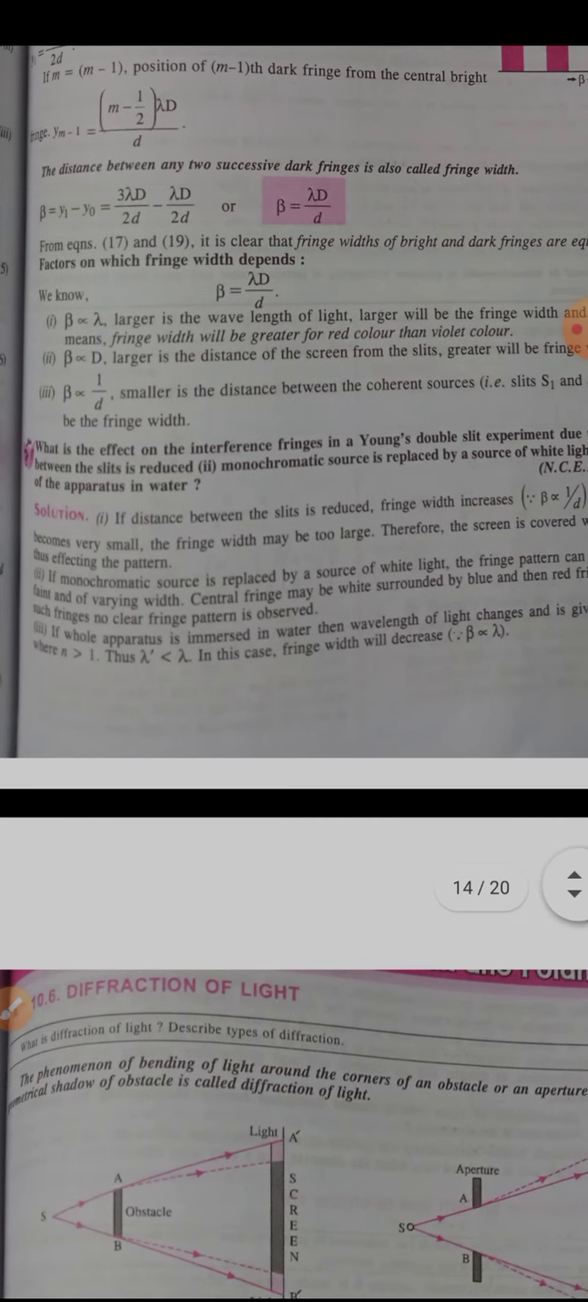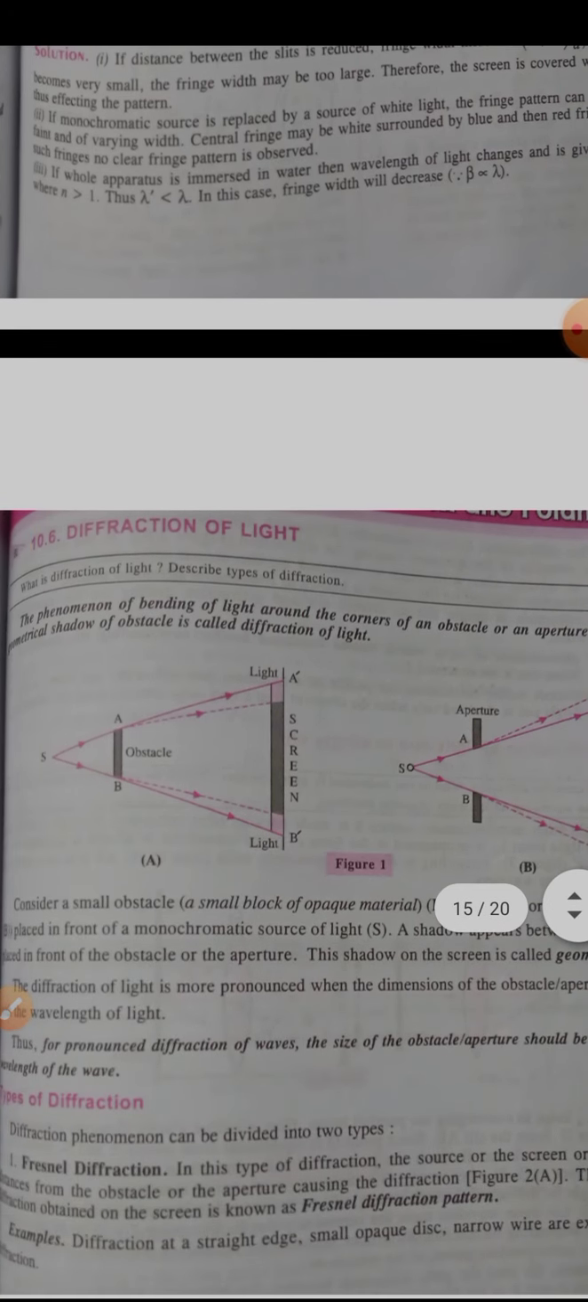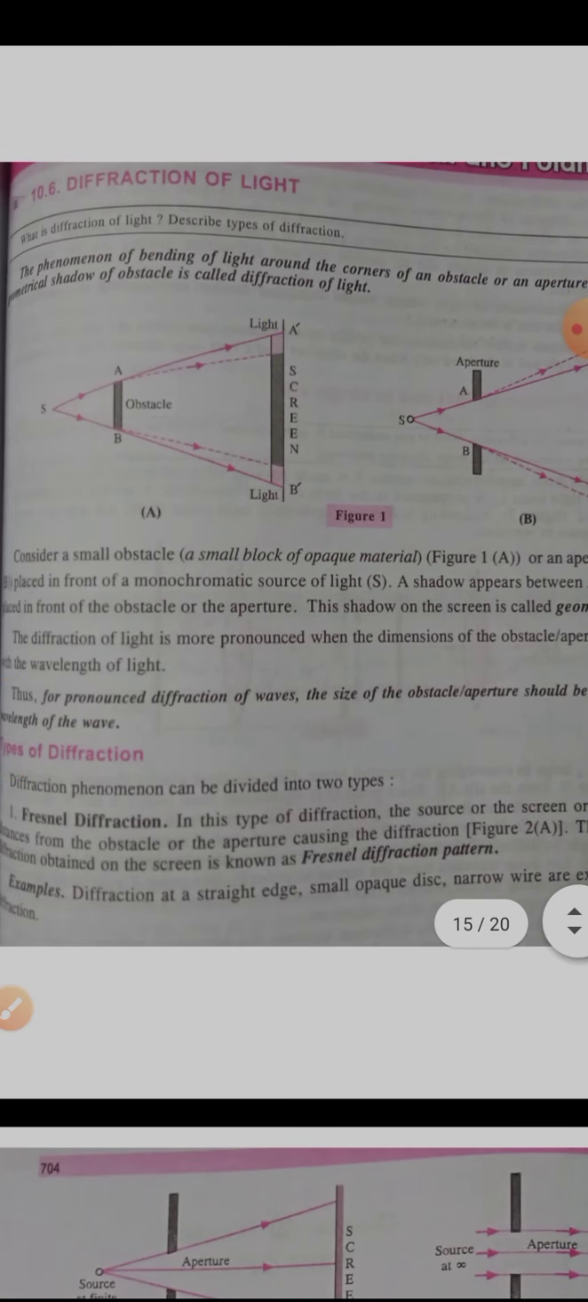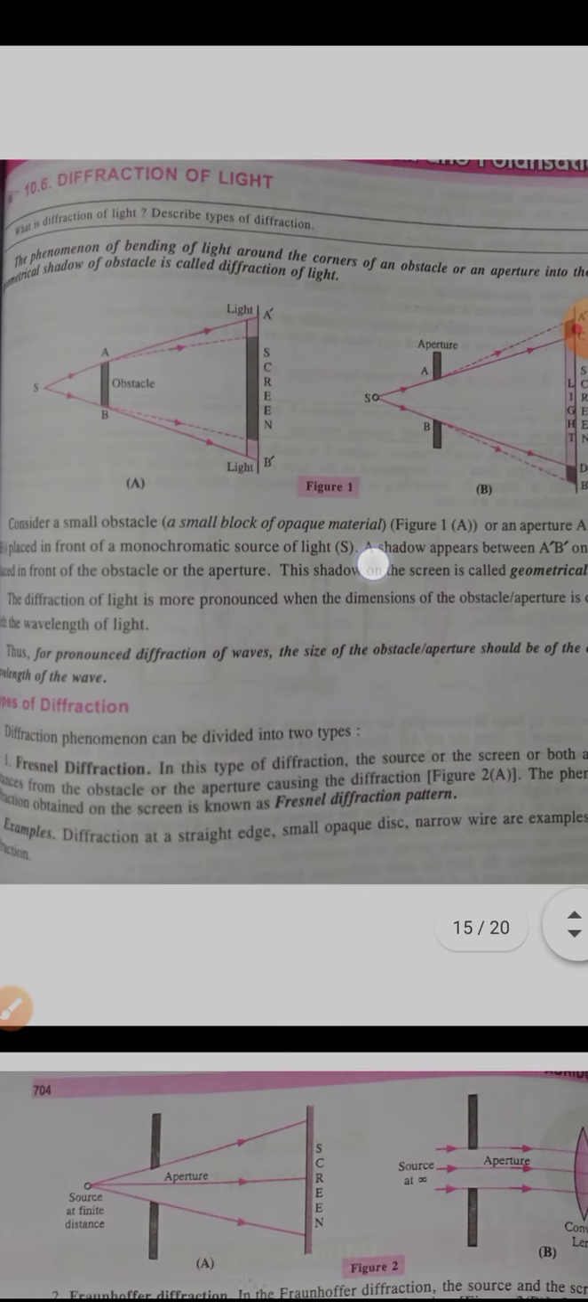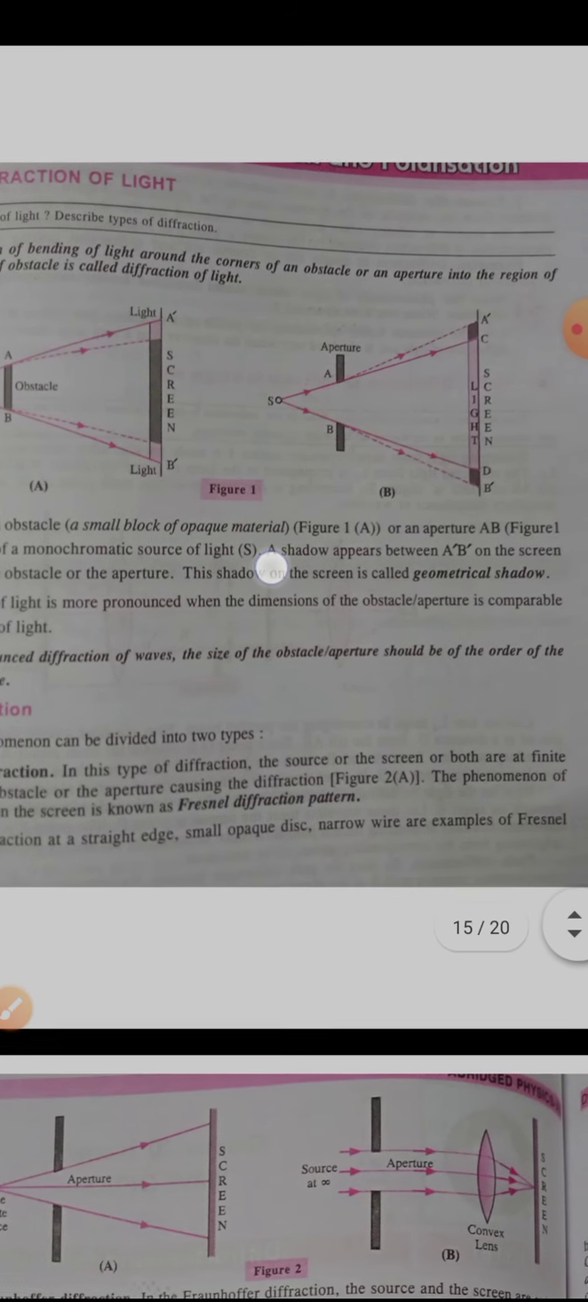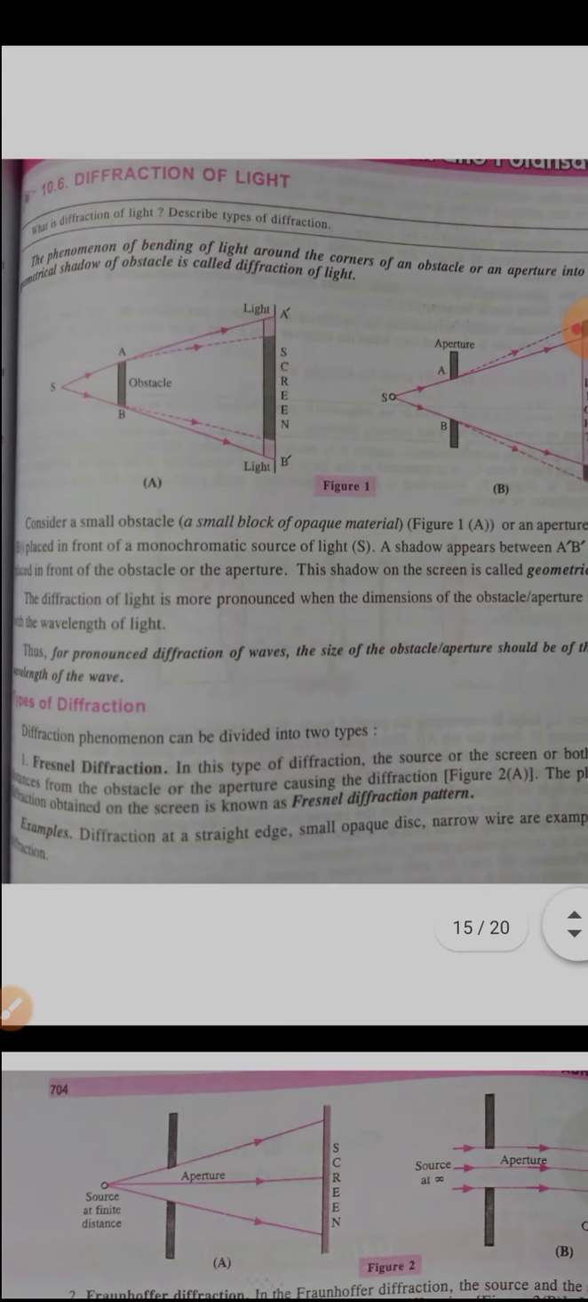This is regarding the Young's double slit experiment. Next we have the diffraction of light. Diffraction is the phenomenon of the bending of light around the edges or corners of an obstacle or an aperture into the region of geometrical shadow of the obstacle.